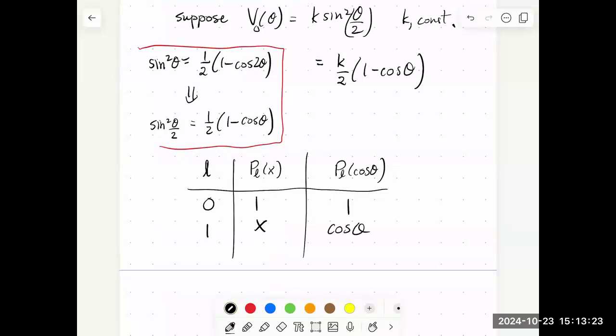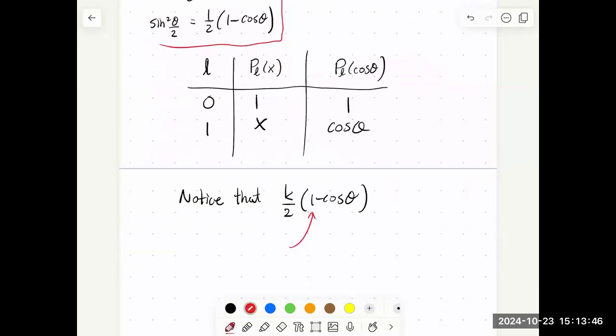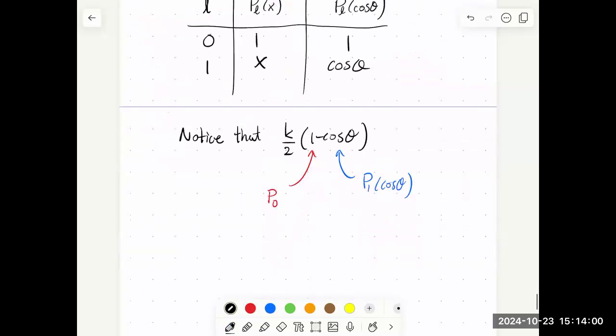And in fact, I don't need to go any further because I can write this potential as a sum of Legendre polynomials, right? So notice that K over 2 times 1 minus cos theta. Well, this 1 is just P0, and this cos theta is just P1 of cos theta. So I could equivalently write my potential as V0 of theta is K over 2 times P0 minus P1.